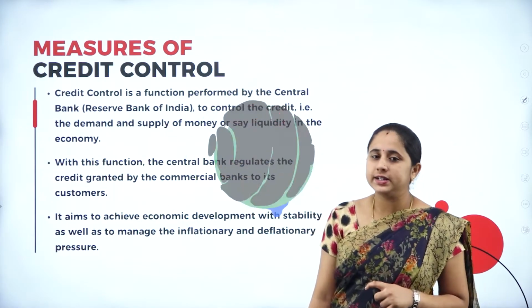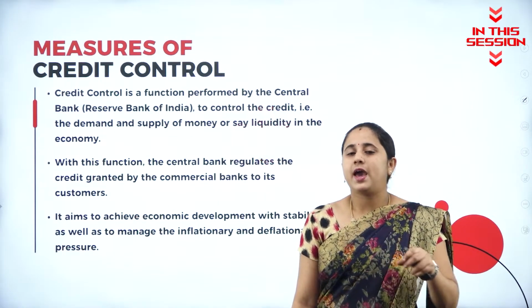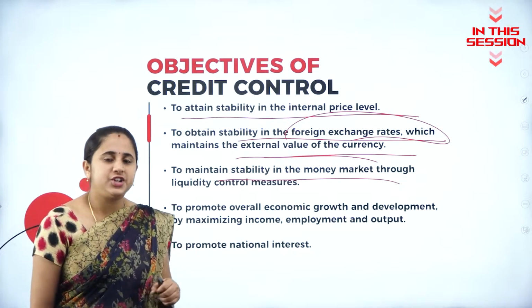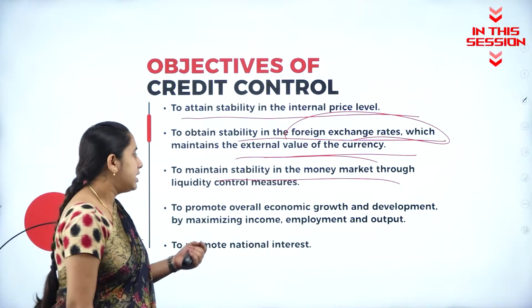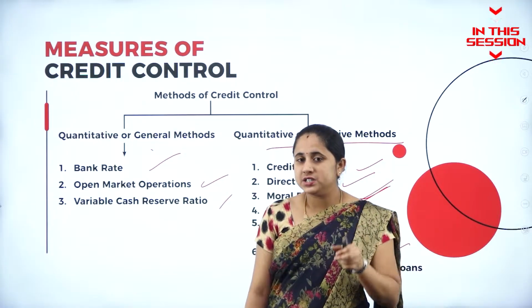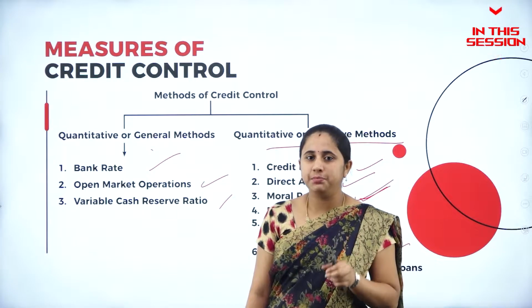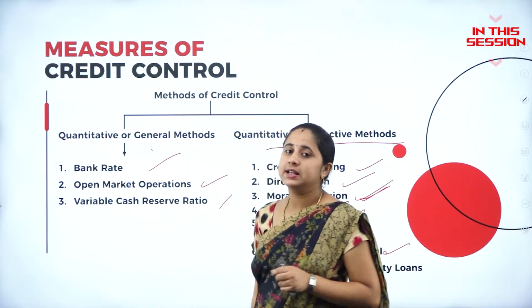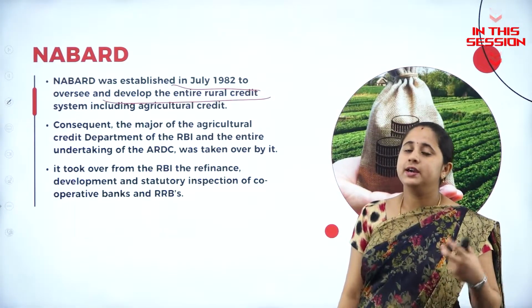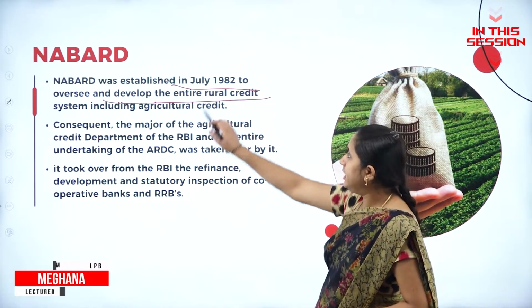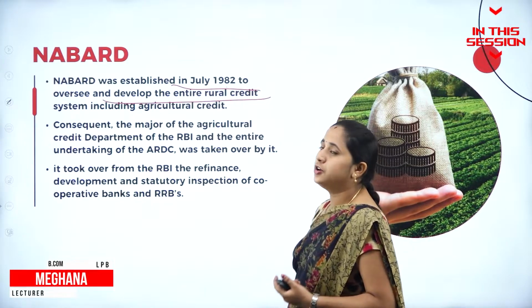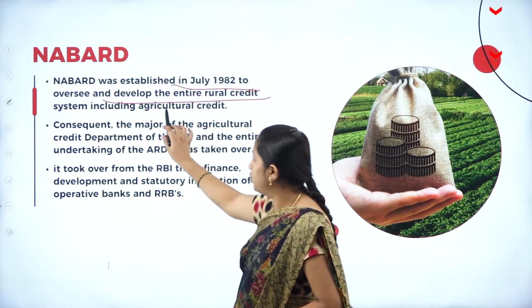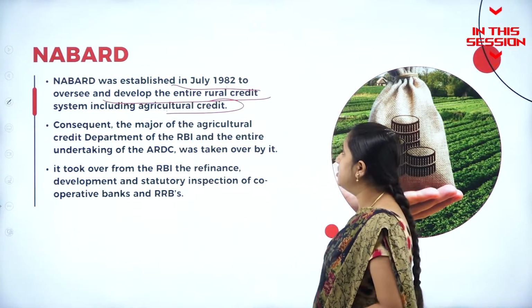In order to maintain internal price stability, RBI has to control the credit system. If you want to control the money circulation, they increase the interest rate. So it affects the liquidity of commercial banks. In order to purchase or rediscount the bills, they fix a standard rate, that is the bank rate. RBI established NABARD in July 1982 in order to oversee and develop the overall rural as well as agricultural credit.